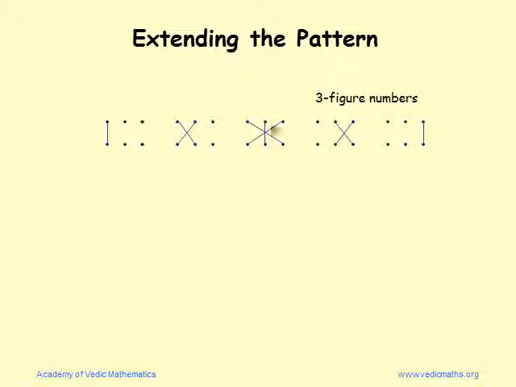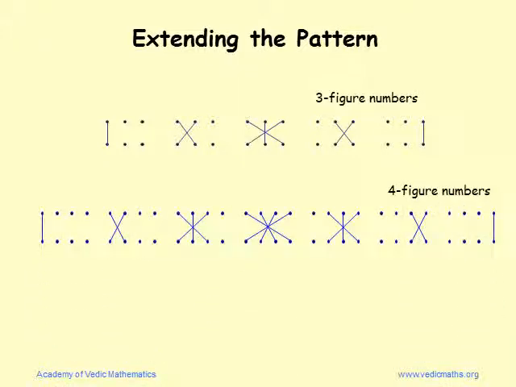First, notice that this is symmetrical. This is the center of symmetry. This is a mirror image of that. This is the rightmost column and this is the leftmost column. These are the rightmost two columns, and these are the leftmost two columns. So let's look at 4 by 4 figure numbers.